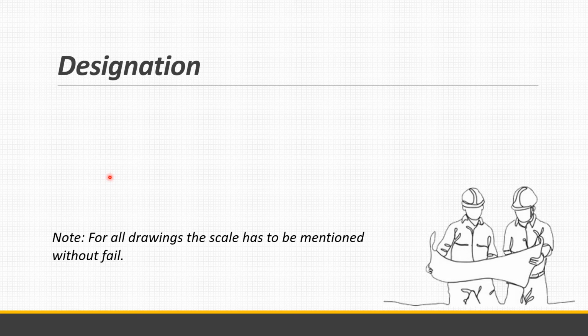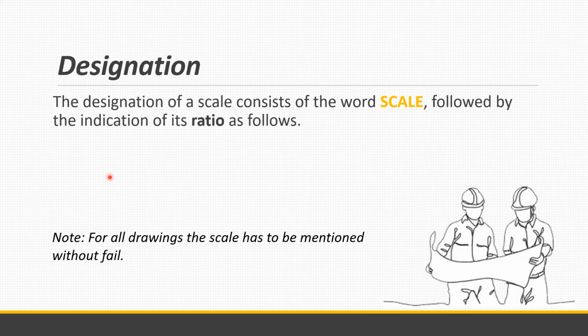There are designations in using a scale. The designation of a scale consists of the word scale followed by an indication of its ratio. First, for a full-size scale, you will write scale 1:1. Ito yung pagkakasulat ng scale. Hindi lang 1:1, you have to write the word scale. Kung nakikita niyo sa mga building plans, under say front elevation, under the title, meron nakasulat na scale 1:100. Yun yung designation niya.